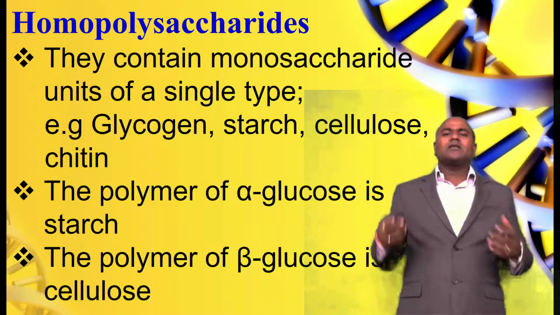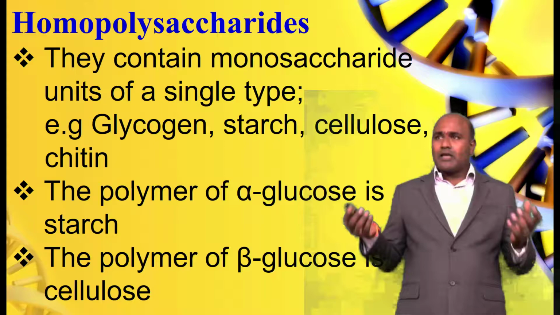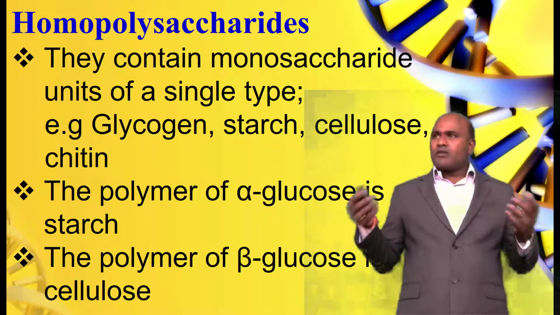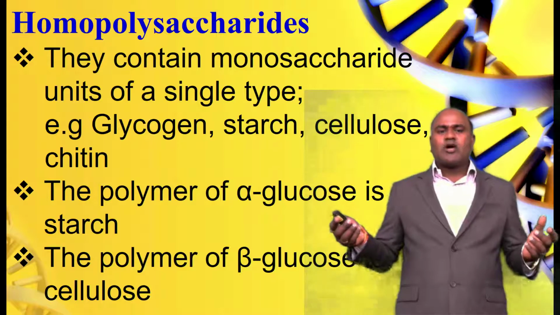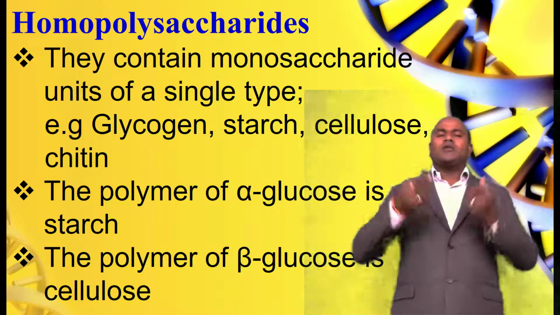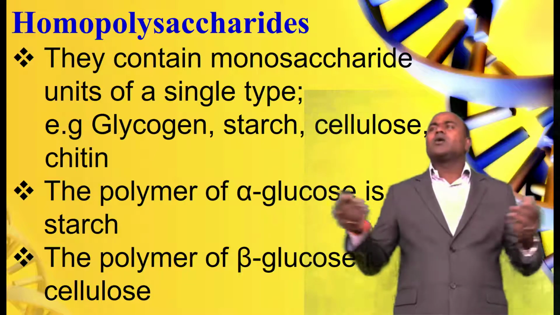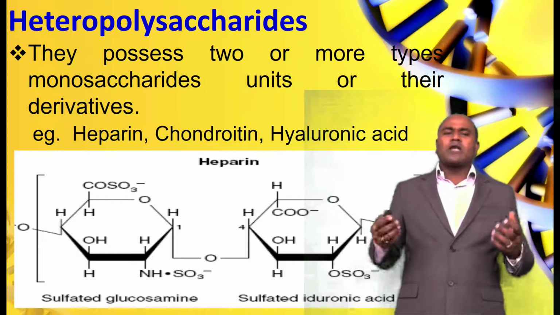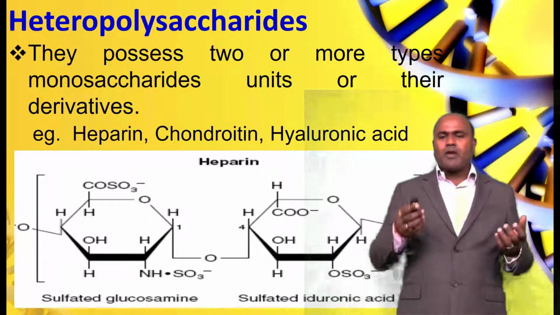Homopolysaccharides contain monosaccharide units of a single type, for example glycogen, starch, cellulose and chitin. The polymer of alpha glucose is starch. Starch contains alpha glucose units that form a large chain, whereas cellulose is a polymer of beta glucose. Heteropolysaccharides possess two or more types of monosaccharide units. For example, heparin; this is the structure of heparin.